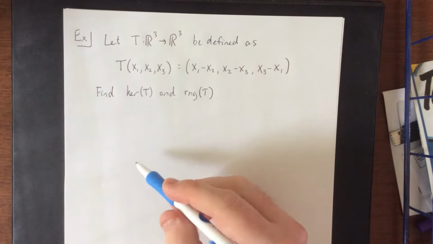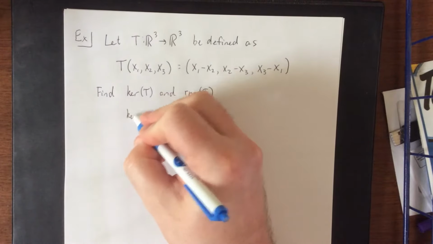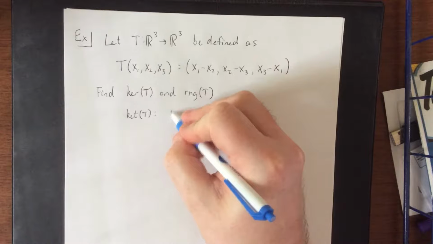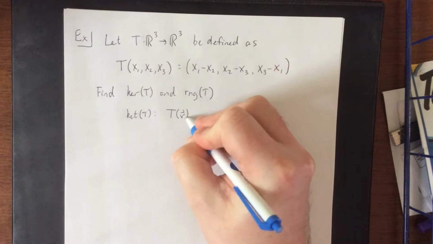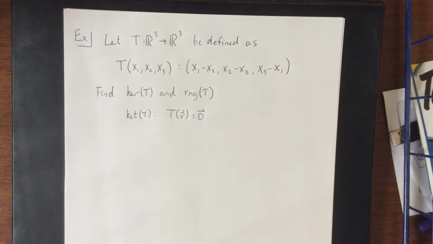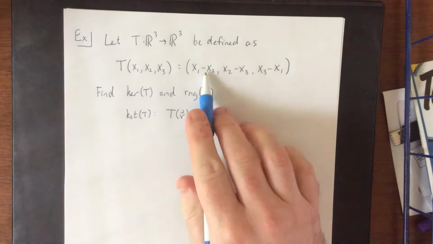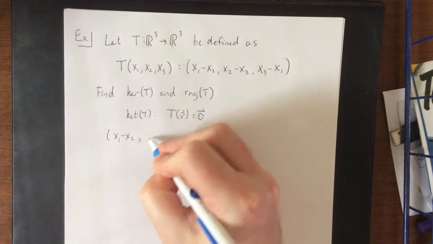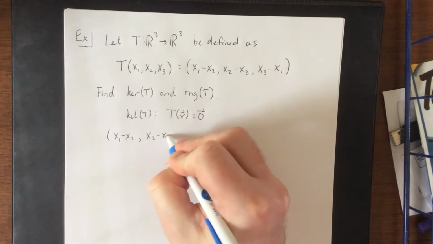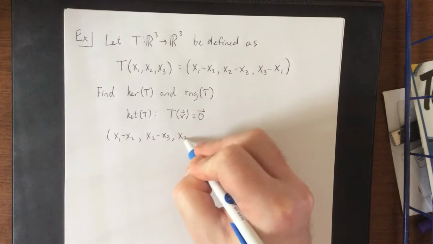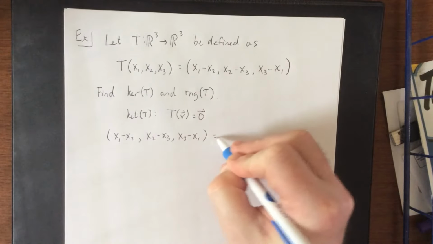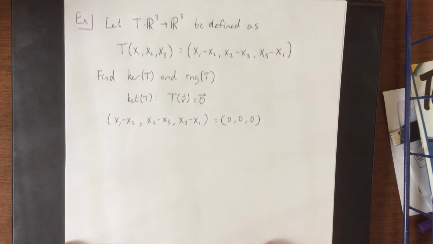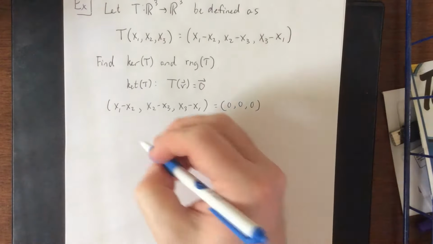Now for the kernel of T, we are looking for the set of all vectors v such that the transformation of v is going to be equal to the 0 vector. So as such, we're going to be setting each of these, x1 minus x2, x2 minus x3, and x3 minus x1, equal to the 0 vector. This allows us to set up a system of 3 equations with 3 variables.